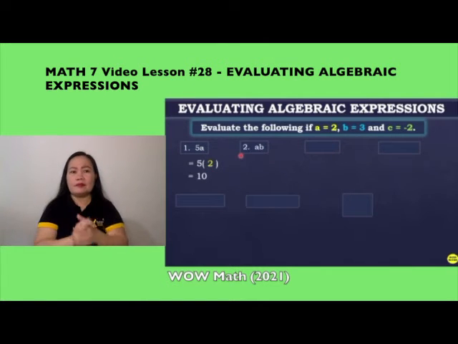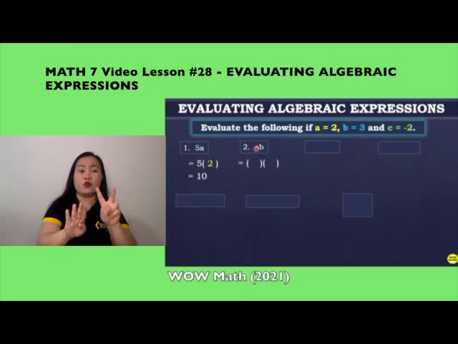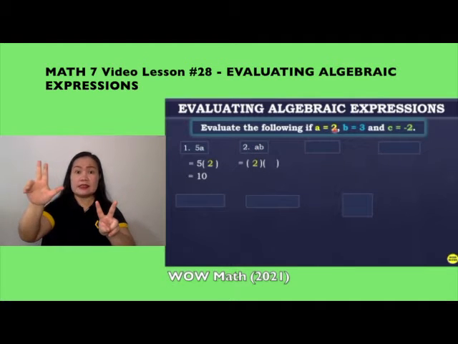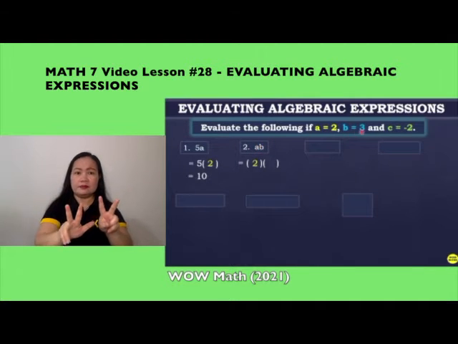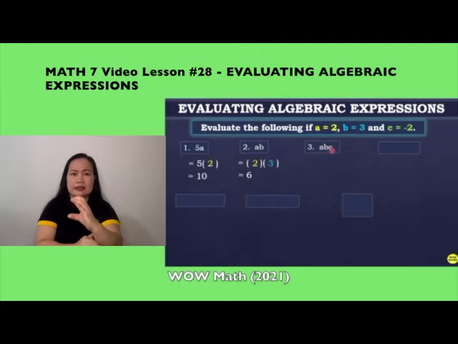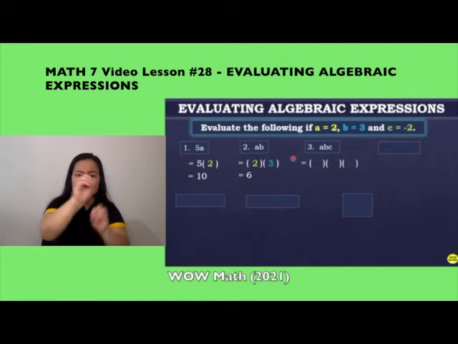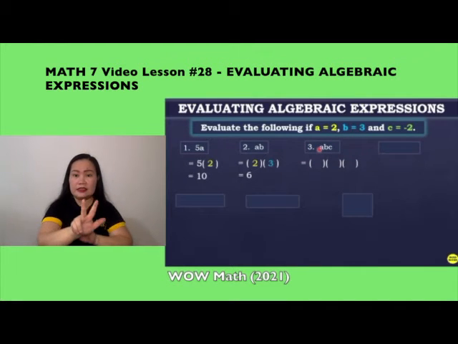Next, let's have number 2. I have here AB. So, A times B. So, substitute 2, that's our A. And then for B, substitute 3. Okay. So, 2 times 3, that is positive 6. Next, number 3. I have here A, B, C. So, it means A times B times C. Okay. All you have to do is to substitute and replace the variable with the given values for it.